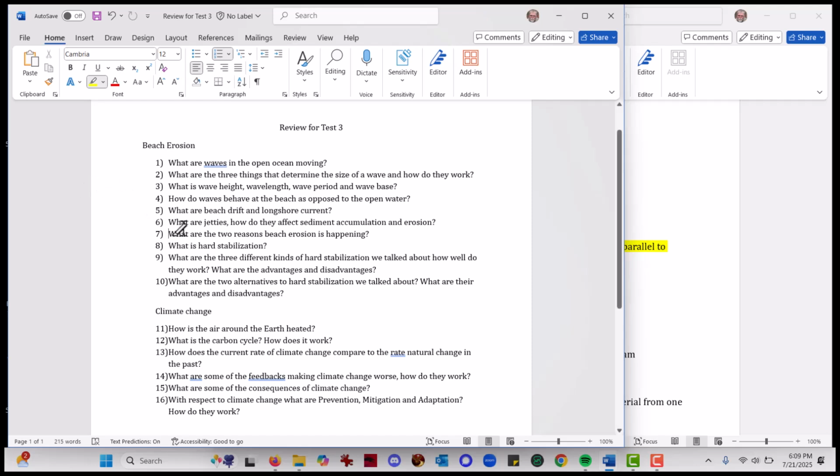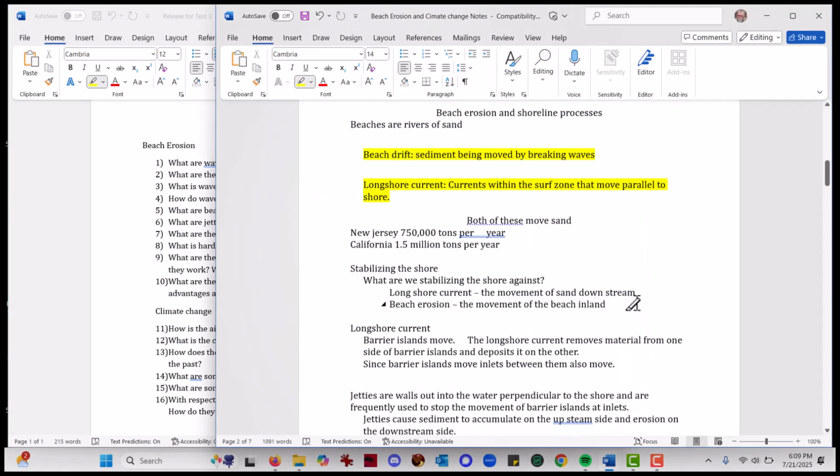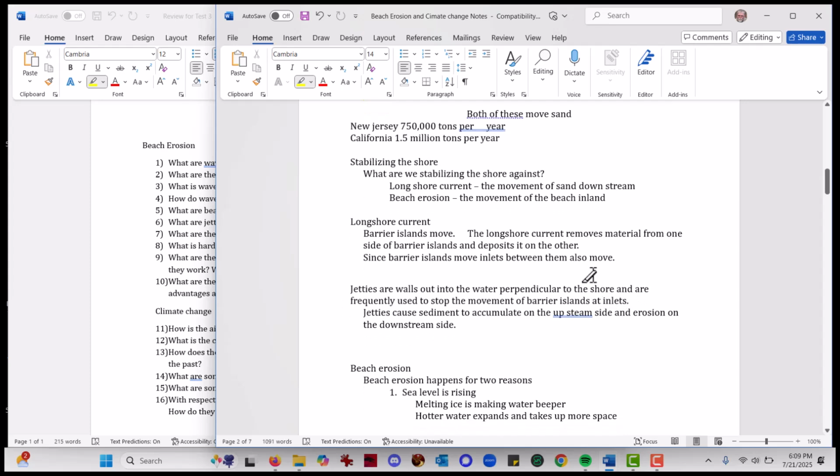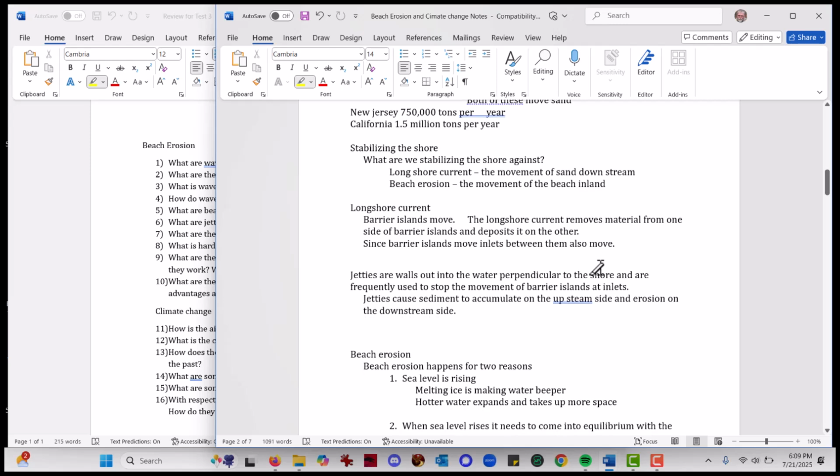So there's that. Number 6: what are jetties, and then how do they affect sediment accumulation and erosion? Right. So if that sand is moving along the beach face, that means that barrier islands are moving, right? So that longshore current removes sand from the upstream side of the barrier island and then deposits it on the downstream side, and so the island is moving. The island is moving, and the inlets in between the islands are moving, and that's a problem.